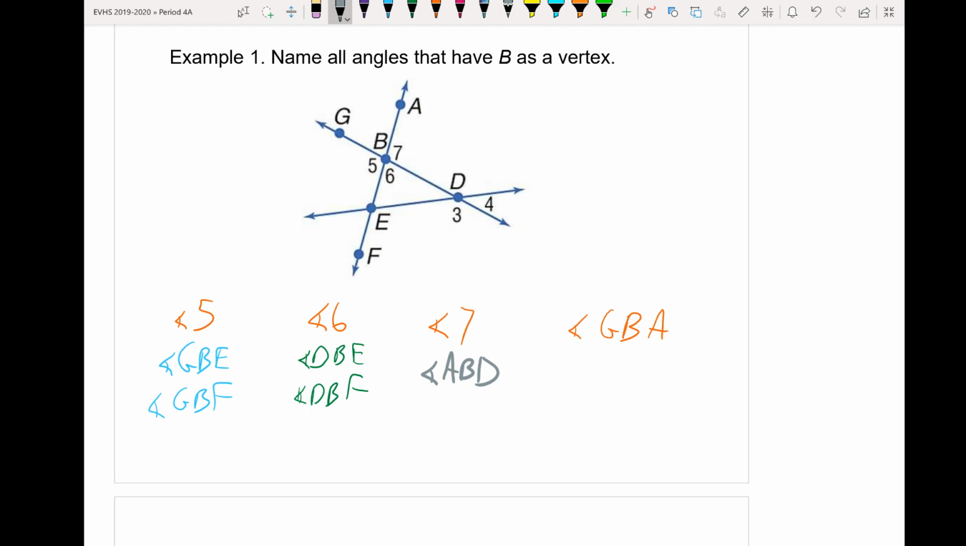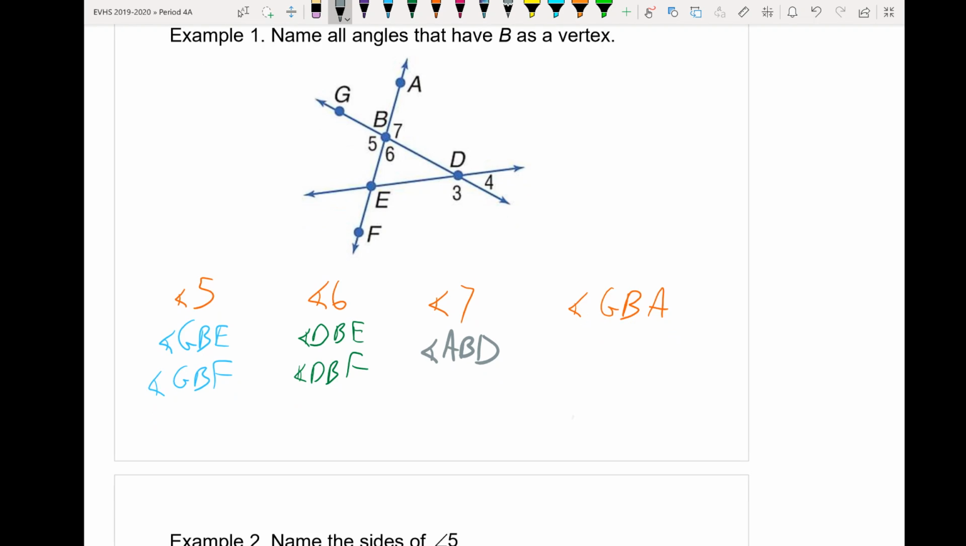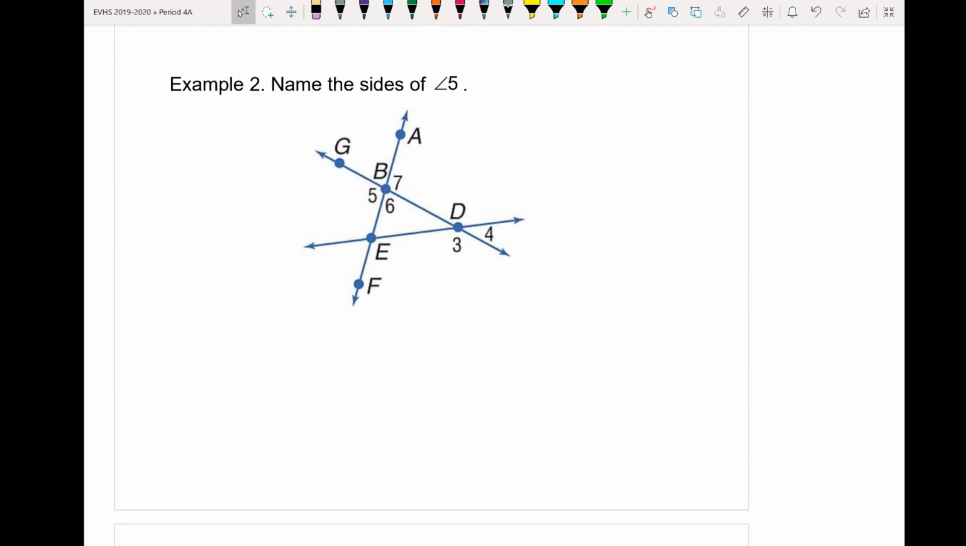All right, any questions on naming? All right, name the sides of angle 5. So remember the sides are the two rays that make up angle 5. So what are our two rays that create angle 5? Okay, ray BG. Thank you for using the proper terminology there. Ray BG. What else do we got? Yes, BF works. Another name for BF is also BE. Yeah, ray BE. Either one is appropriate there.